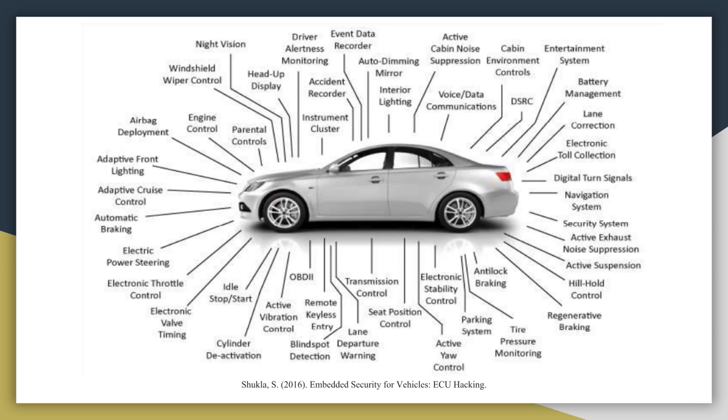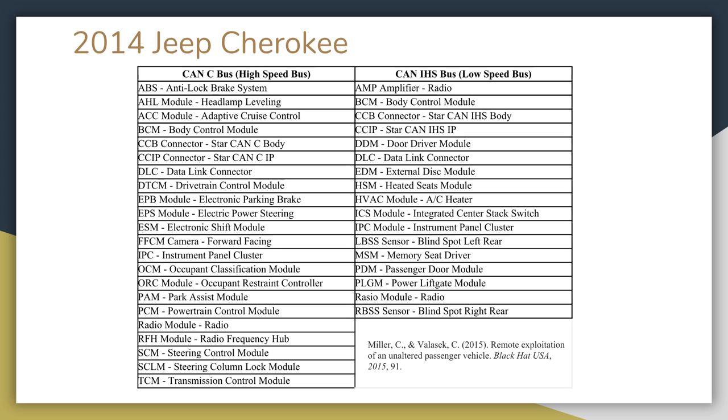Here's just a brief picture that'll give you an overview of possible ECUs on a modern vehicle. Granted, this is just possibilities and examples. These are not actual ECUs, and they're not specific to any one vehicle. However, if you look at this table right here, I encourage you to pause it and check them out. This shows a concrete example for a 2014 Jeep Cherokee. You can see the high-speed bus and the low-speed bus. The high speed is simply for critical modules, and low speed is for less critical modules.